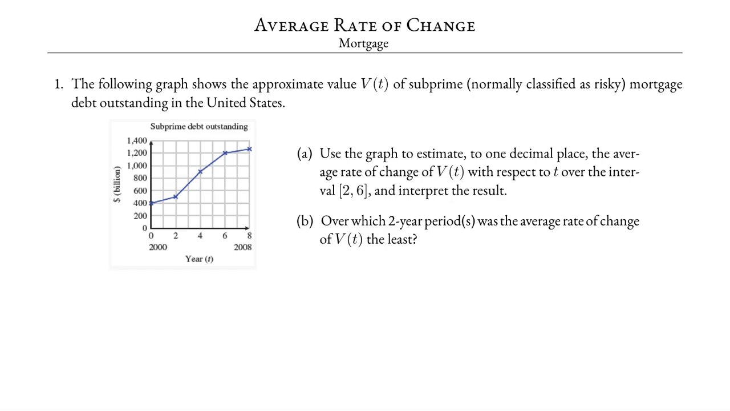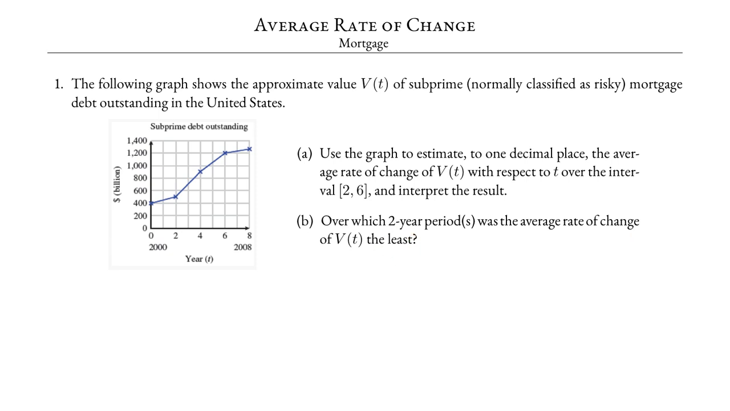The following graph shows the approximate value V of t of subprime, normally classified as risky, mortgage debt outstanding in the United States. Use the graph to estimate, to one decimal place, the average rate of change of V of t with respect to t over the interval [2, 6] and interpret the result. Over which 2-year period was the average rate of change of V of t the least?